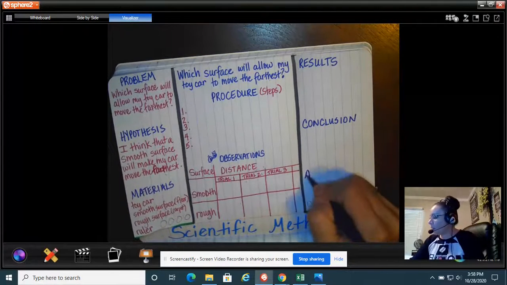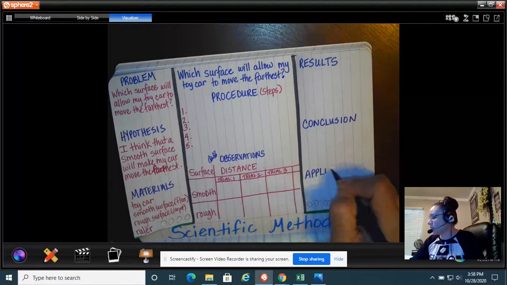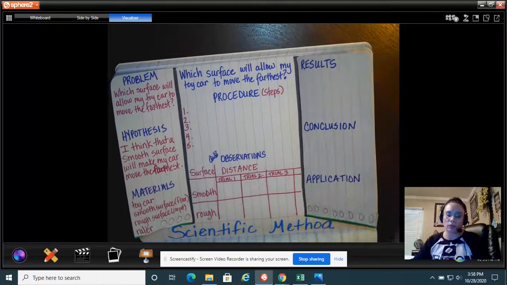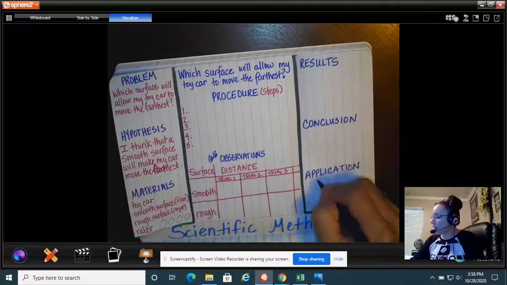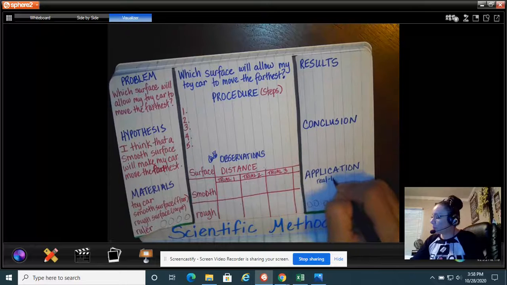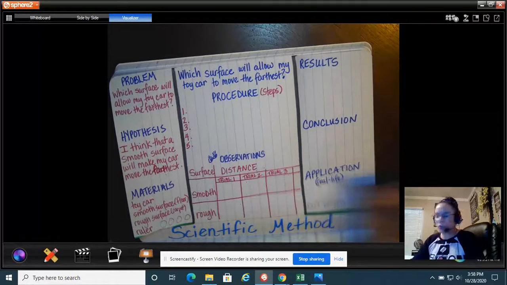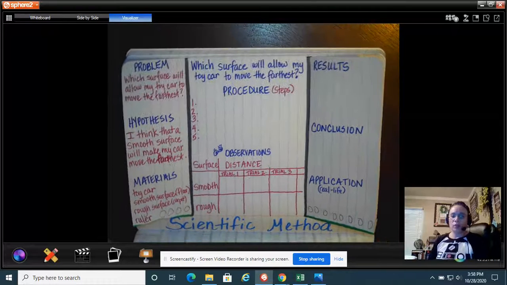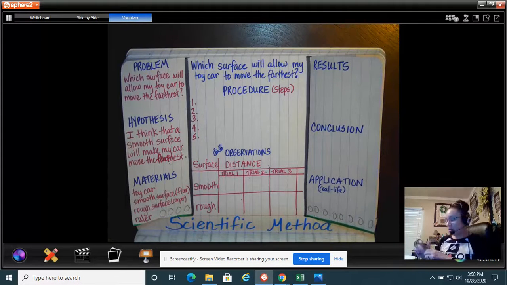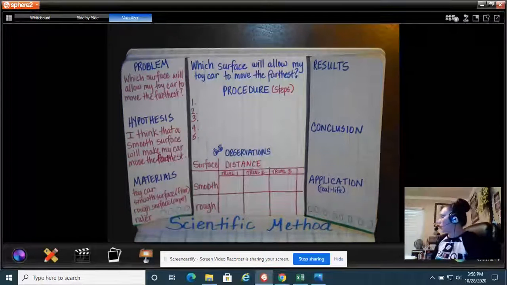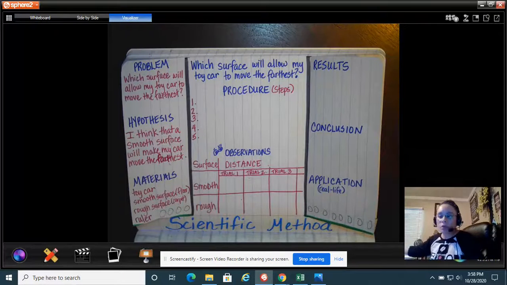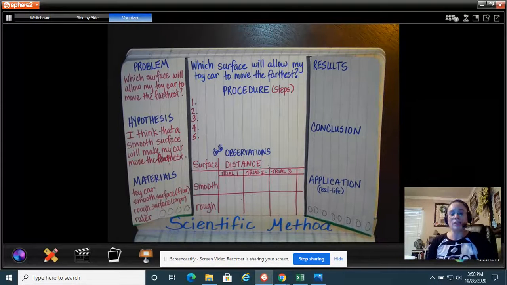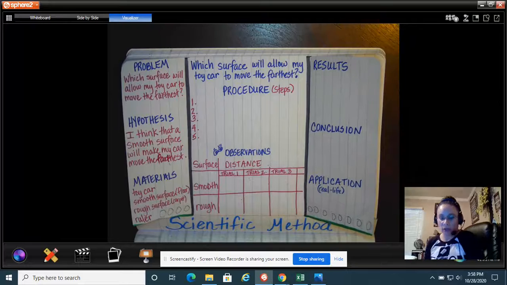And then you're going to think about, well, why am I doing this project? It's an application. How does my project help in real life? So this is a real life example of how my toy car with smooth and rough surfaces can be applied in real life. Okay, so you can even think about the Indy 500, you can think about race cars, you can think about your own car, your mom's car, how it runs on a smooth surface, how it runs on a rough surface. That's how it applies in real life.